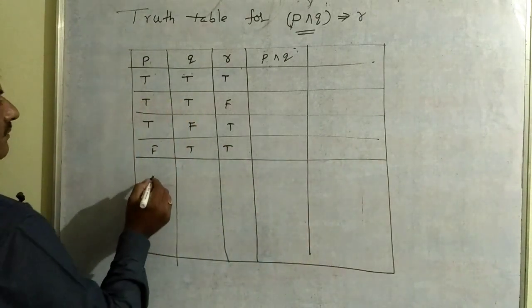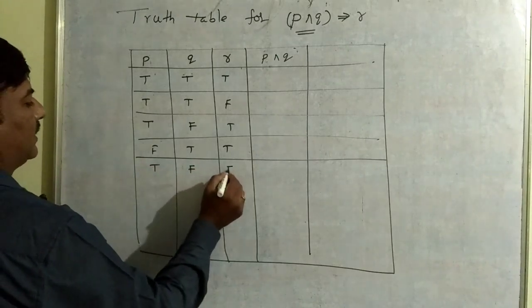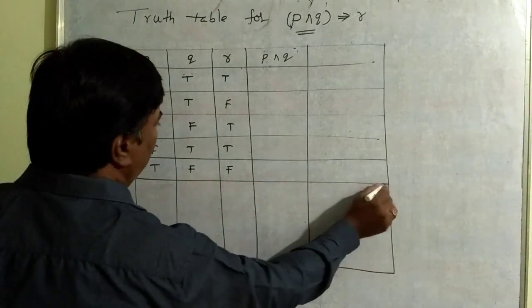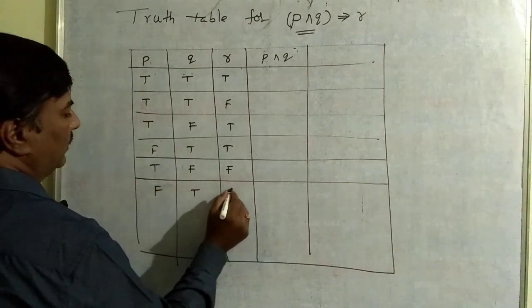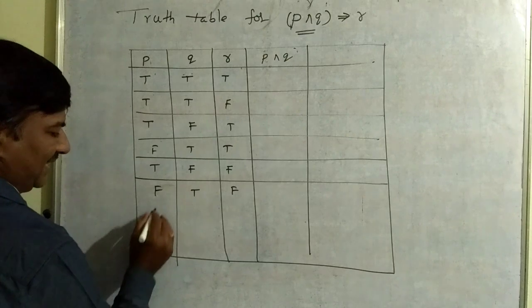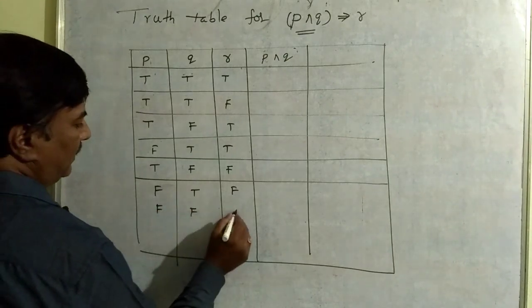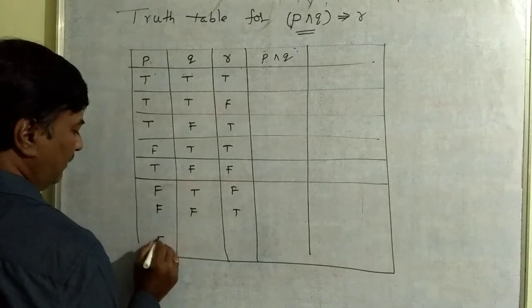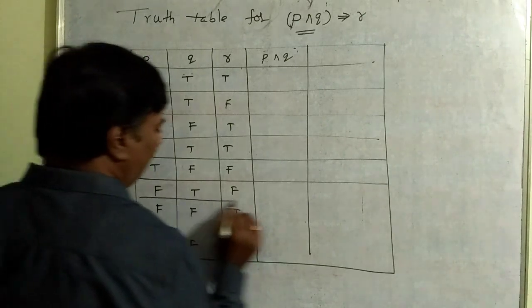Next again, we are writing one true, two false. Next, we'll get false, true, false. Next, false, again false, true. Final, false, false, false.